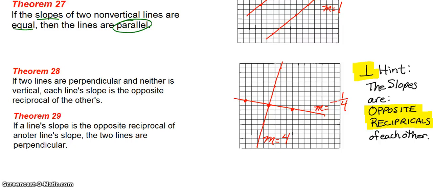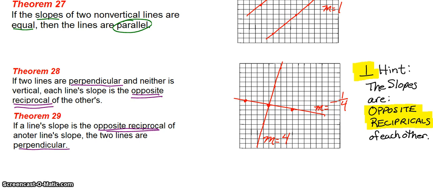And then perpendicular lines, on the other hand: if two lines are perpendicular, and neither is vertical, each line's slope is the other's opposite reciprocal. So we are flipping the numerator and denominator and changing the sign. And just like the other one, if the slopes are opposite reciprocals, the lines are perpendicular.